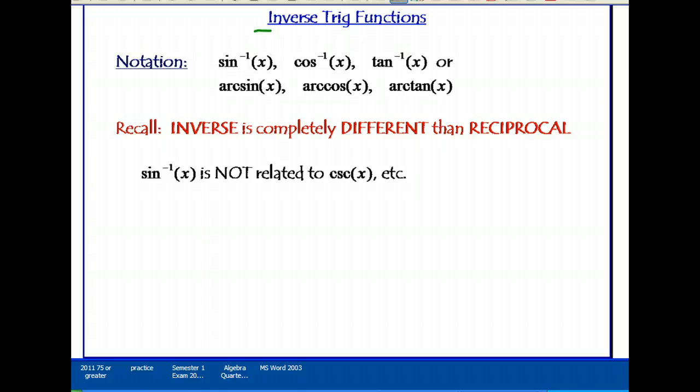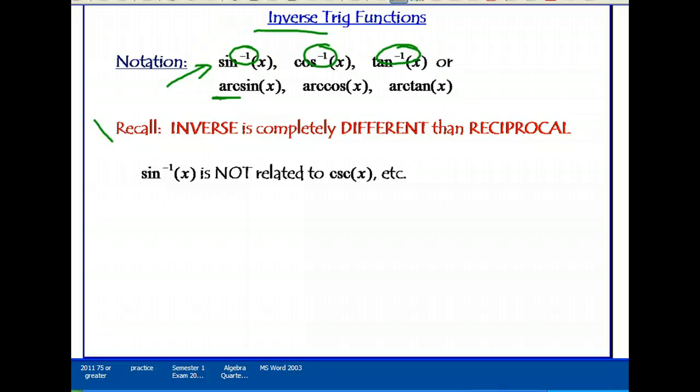Okay, so inverse trig functions, first of all, notation. Two kinds of notation. Sometimes I'll put the little -1 up here, which means inverse, or older notation, I'll call it arc: arc sine, arc cosine, arc tangent. Both mean the same thing. Both mean we're using the inverse trig function.